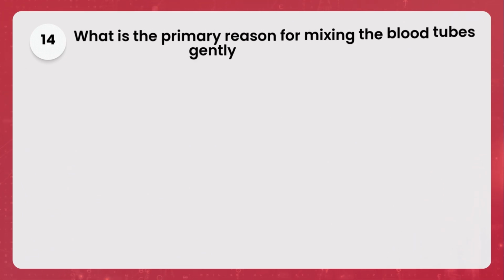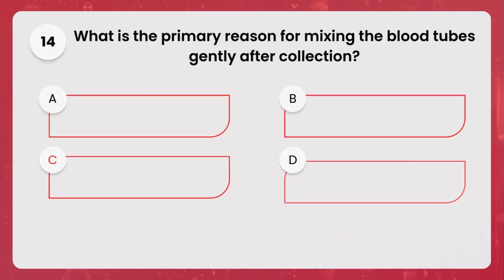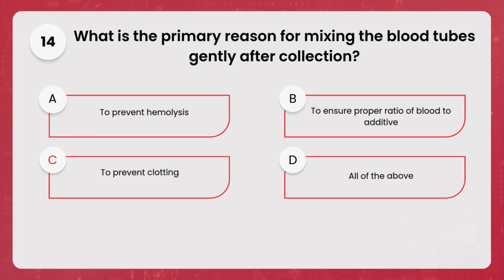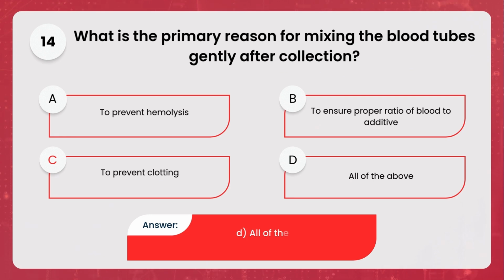Number 14. What is the primary reason for mixing the blood tubes gently after collection? A. To prevent hemolysis. B. To ensure proper ratio of blood to additive. C. To prevent clotting. Or D. All of the above. The answer is D. All of the above.